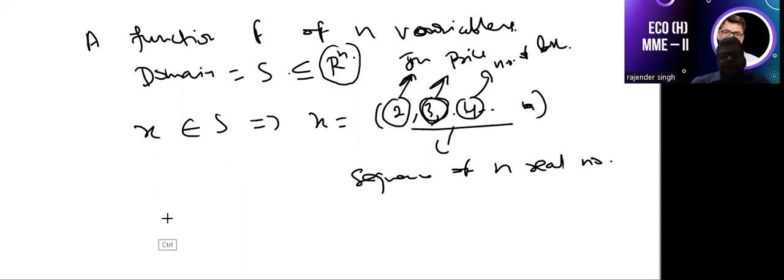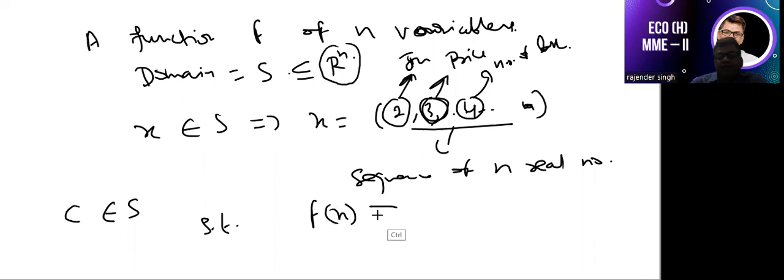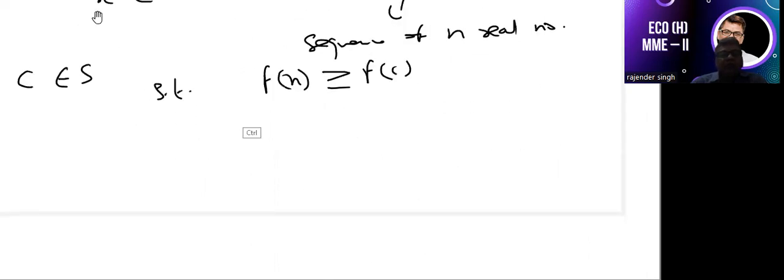Then if there exists C belonging to set S such that f of X is always greater than or equal to f of C, right? It means C is the minimum point.